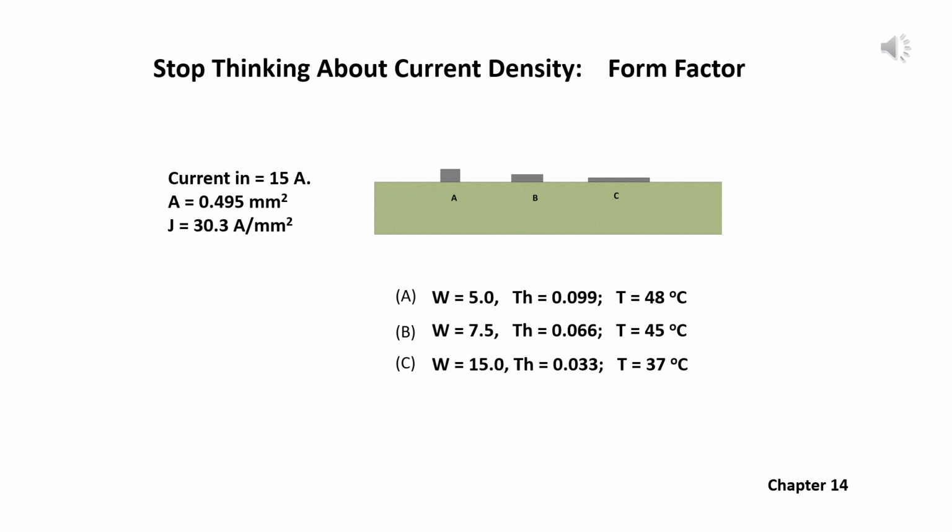Now the cross-sectional area of each trace is the same. It's 0.495 square millimeters. If we put the same current down the same cross-sectional area, we get the same current density, 30.3 amps per square millimeter. But the temperature is not the same on these traces. The narrow, tall trace has the highest temperature at 48 degrees. The wide, thin trace has the lowest temperature at 37 degrees. C has the lowest temperature because it has the largest surface area in contact with the thermally conductive board material. Form factor plays a major role in the temperature of a trace.